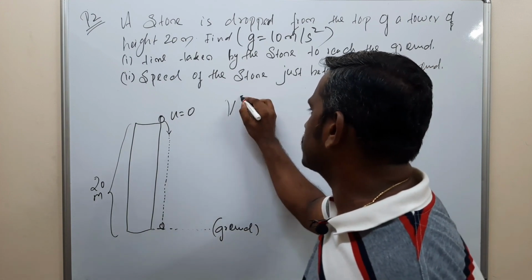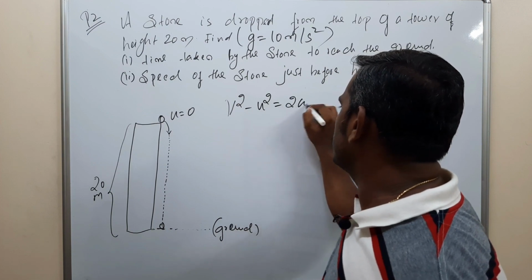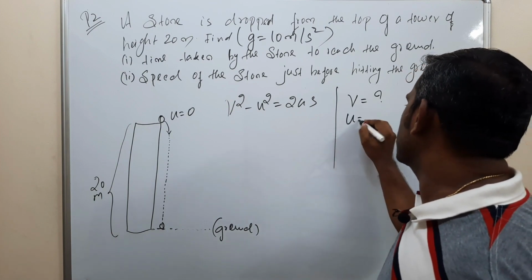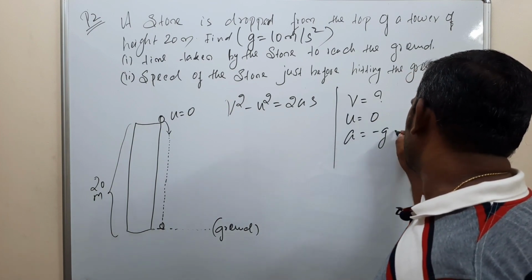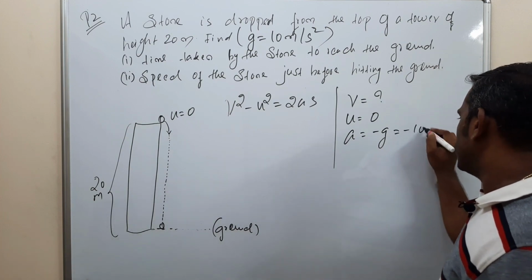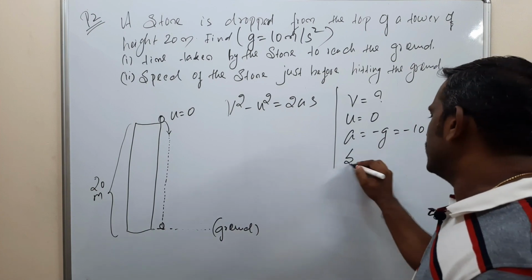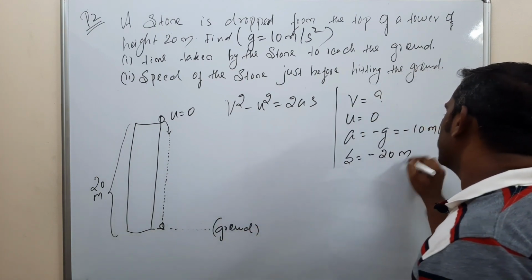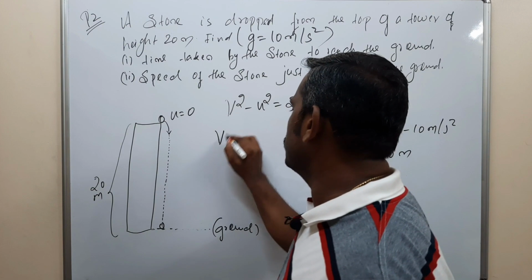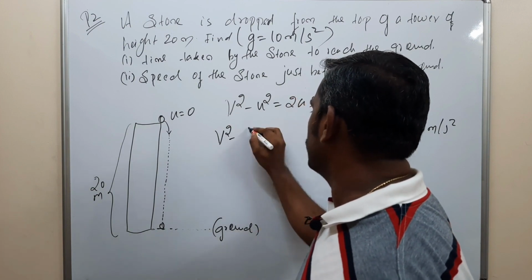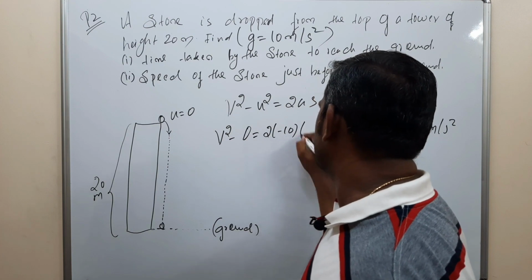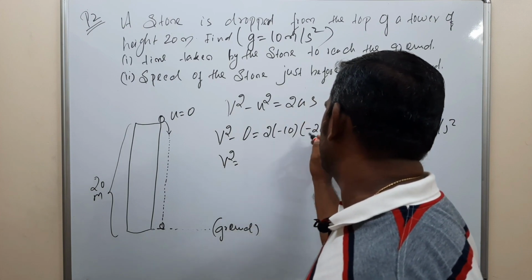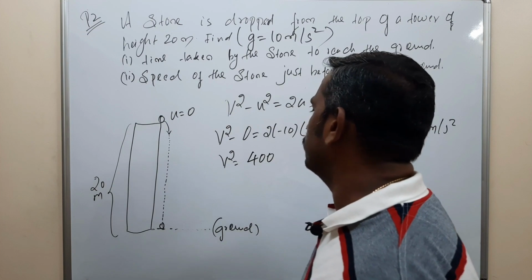We are using the kinematic equation v square minus u square is equal to 2as. Here v is the final speed of the stone that we have to find out. u is equal to 0. Acceleration a is equal to minus g, which is minus 10 meter per second square. s is again the displacement, which is minus 20 meter. Substitute the values: v square minus u square, that is 0, is equal to 2 into minus 10 into minus 20. So v square is equal to plus 10 into 20, that is 200, 200 into 2 is 400.